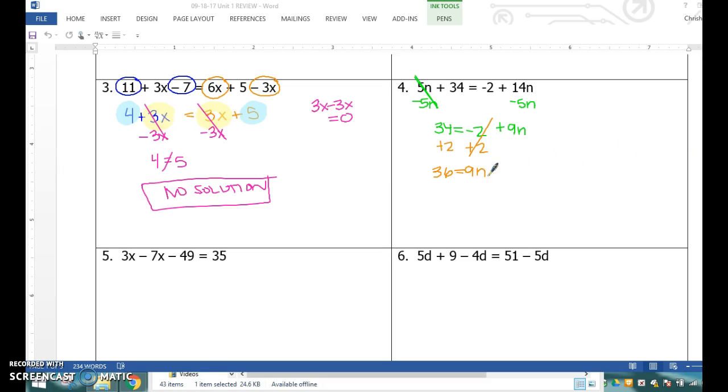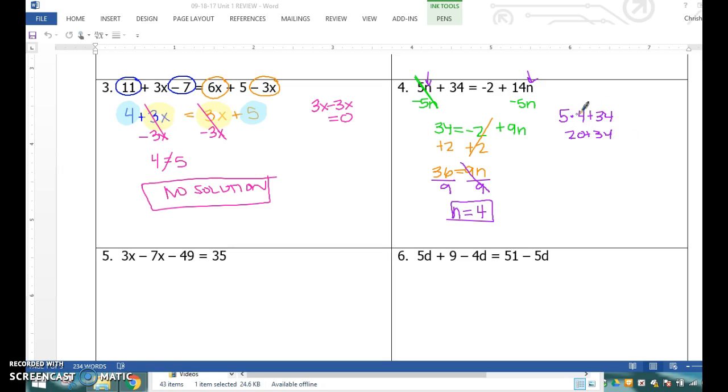I see my number and my variable are touching, they're multiplying, and the opposite of multiplication is division. So I divide both sides by 9. 9 divided by 9 is 1, and 36 divided by 9 is 4. Checking my answer, plugging it back in. Substitution here and here. 5 times 4 plus 34.